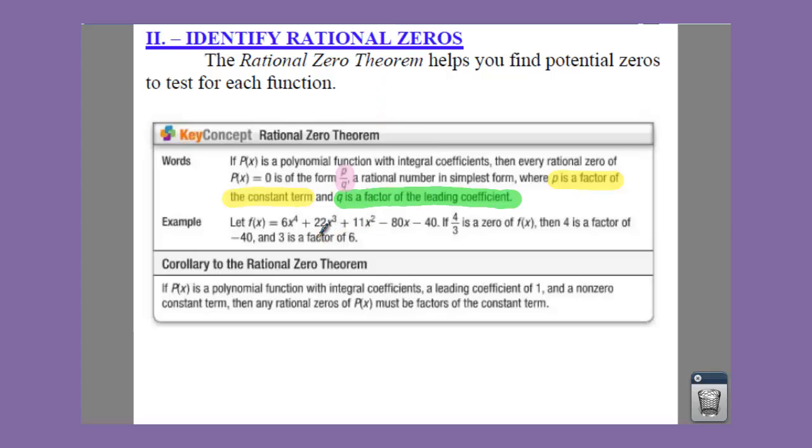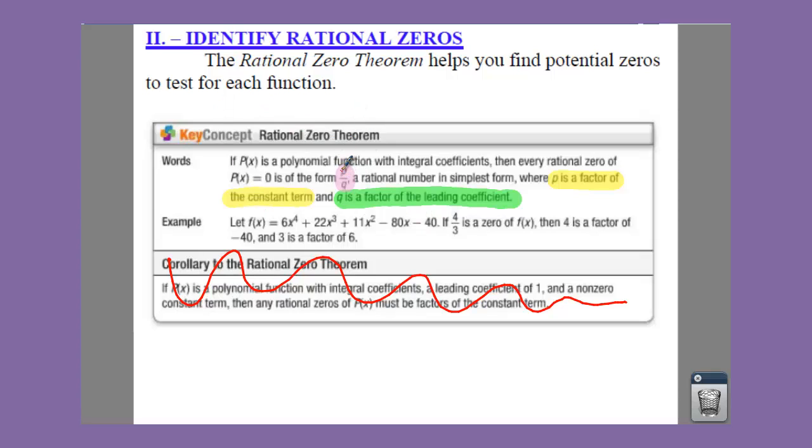So if we have this example, f of x equals 6x to the fourth plus 22x to the third plus blah blah blah. If 4/3 is a zero, that means 4 is a factor and 3 is a factor. That's going to be more confusing. So here are the big things you need to know.